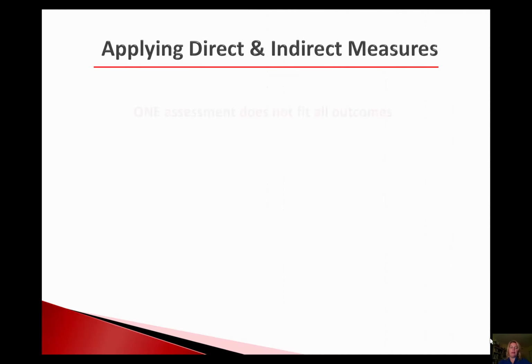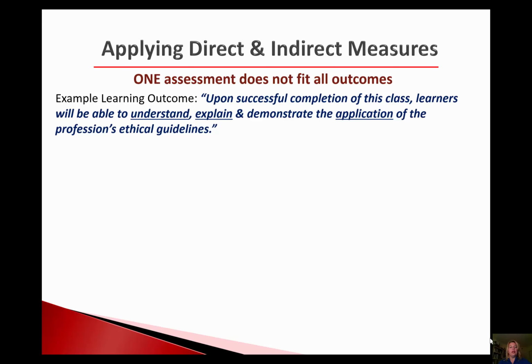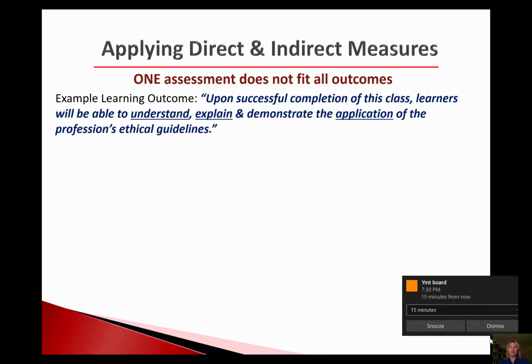Applying direct and indirect measures. One assessment does not fit all outcomes. An example learning outcome is here. Upon successful completion of this class, learners will be able to understand, explain, and demonstrate the application of the profession's ethical guidelines. We've got 3 levels of Bloom here, so we've probably got 3 assessments, at least 2.